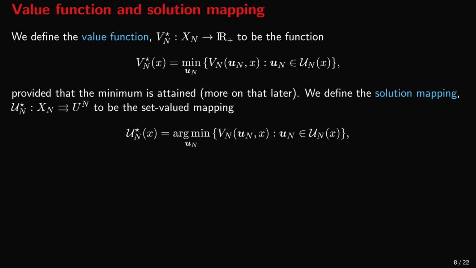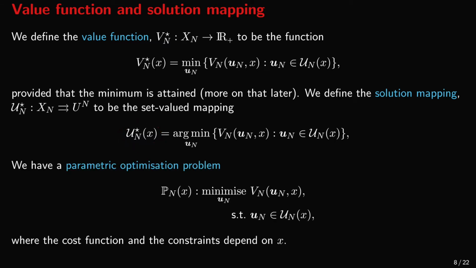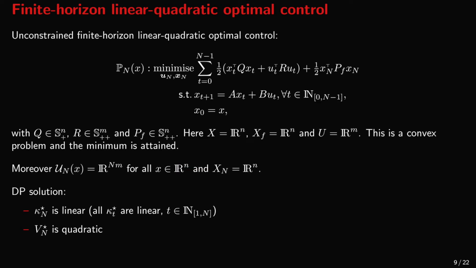Next, we define the solution mapping of the problem to be the set of minimizers. This is a set-valued mapping. Indeed, for some given state x, we may have multiple minimizers, or we may have none. The solution mapping is denoted by u calligraphic n star of x. Overall, we have a parametric optimization problem where the cost function and the constraints depend on the initial condition x. Previously, we studied finite-horizon linear quadratic optimal control problems of the form shown here, and we said that these are problems with a convex quadratic cost function and linear constraints. The set of state constraints is the entire Rn.